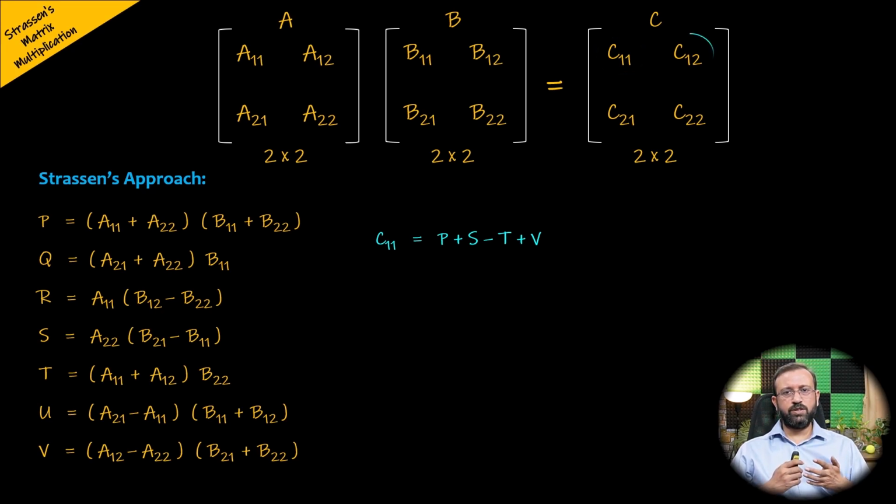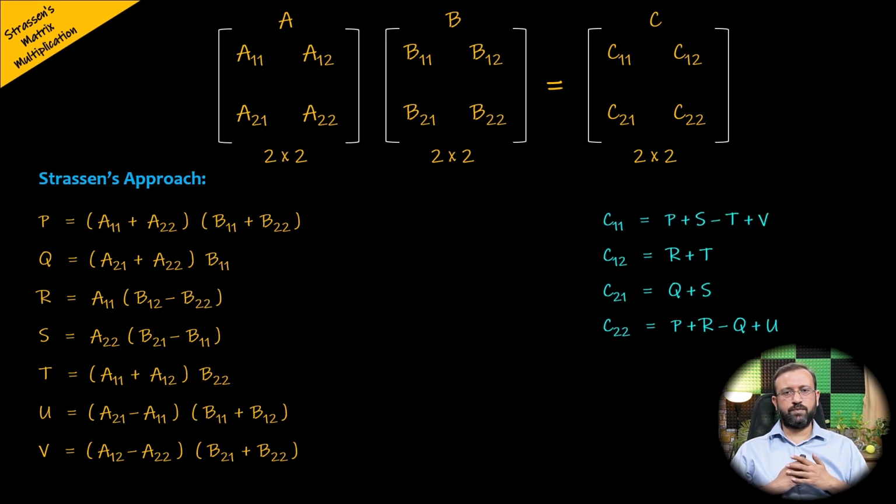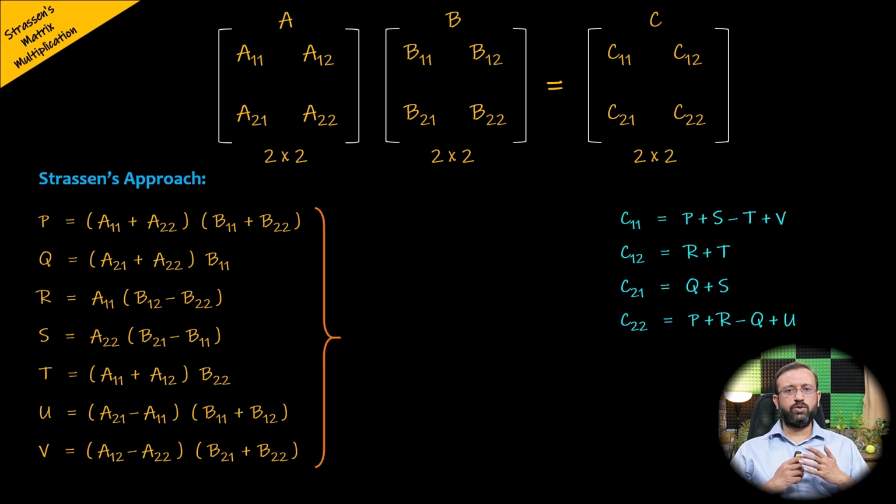The element in the first row and second column, that is C12, will be R plus T. The element in the second row and first column, that is C21, will be Q plus S. And the element in the second row and second column, that is C22, will be P plus R minus Q plus U. So if you observe, Strassen's approach uses only 7 multiplications, that is, one each in P, Q, R, S, T, U, and V.